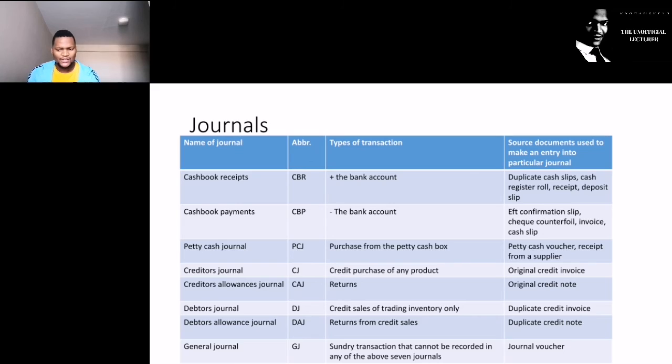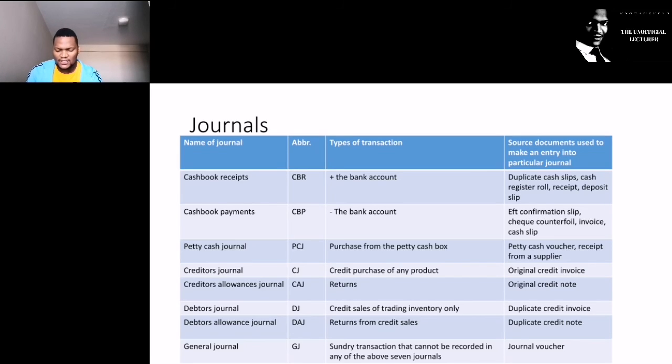Now, let's look at the creditors journal and the debtors journal. Creditors journal, we use the original credit invoice. Why? Because now you are the customer to that supplier. But in case of a debtor, we use a duplicate credit invoice. Why? Because that person is now a customer to the business, hence we have this.